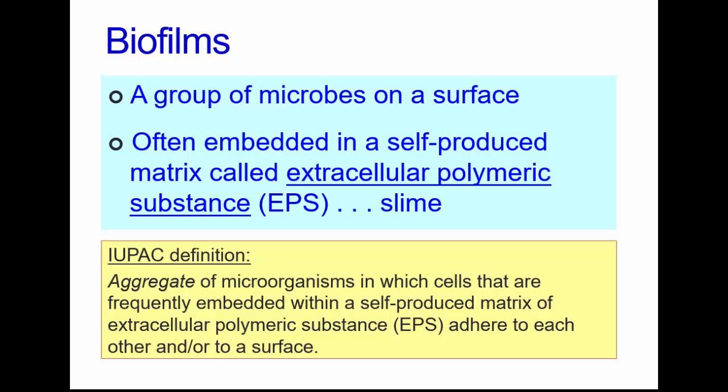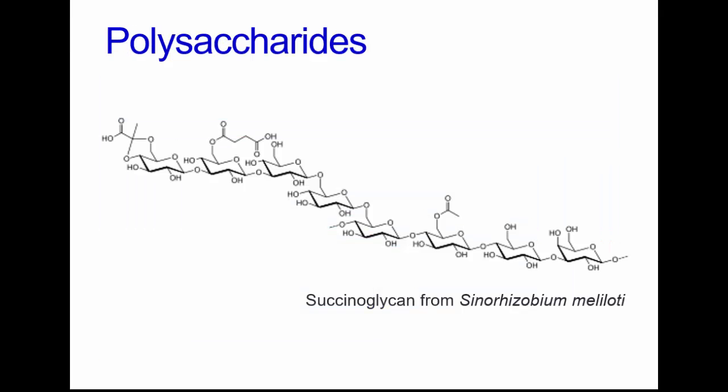There's a good definition there from our pack on what a biofilm is. Here's just an example. Sinorhizobium meliloti is a gram-negative bacterium which fixes atmospheric nitrogen. It forms a symbiotic relationship with various legumes. No need to know about that level of detail. I just include this as an example of EPS. You'll notice it's a polysaccharide.